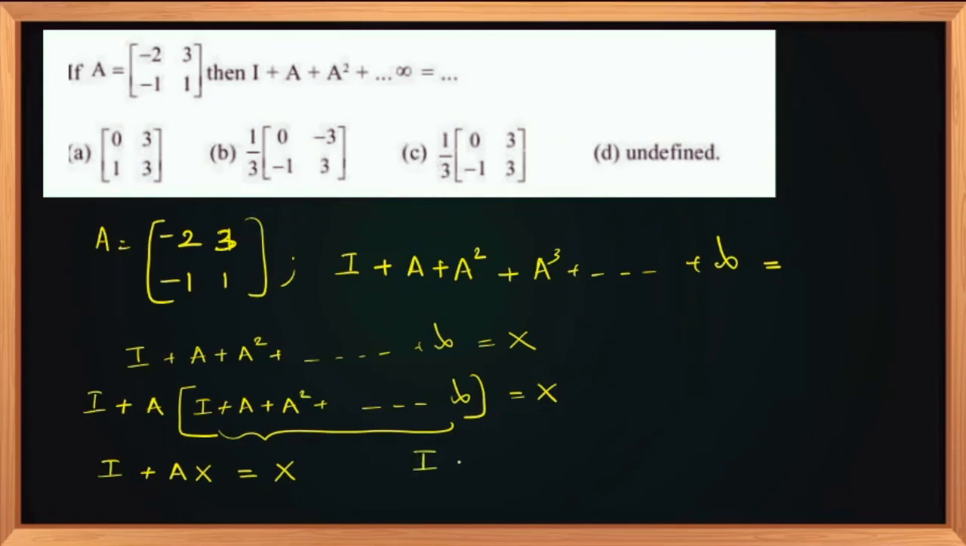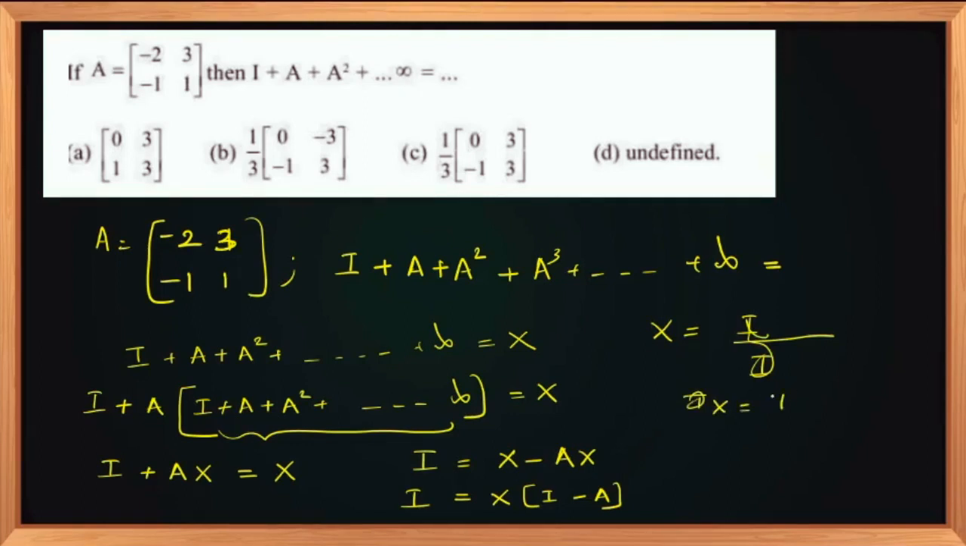Now I is equal to X minus A times X. So X into I minus A is equal to I. So X is nothing but I divided by I minus A, or I can write X is equal to I minus A whole inverse, right?